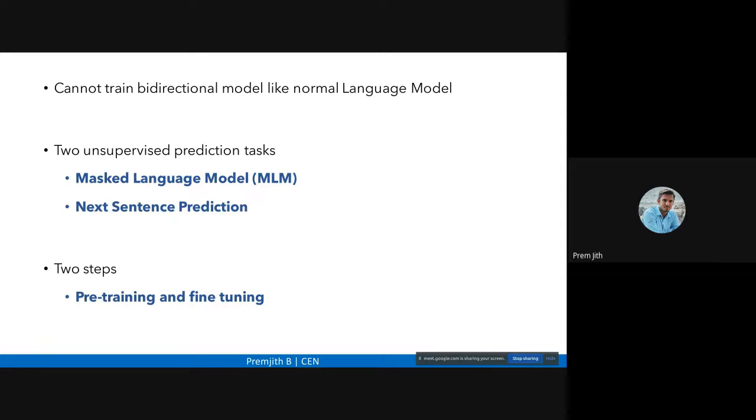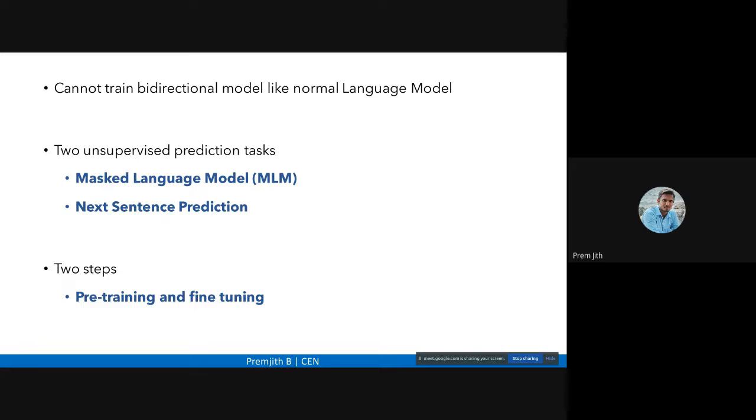Then next sentence prediction. That is also given a sequence of words. The network will take two sentences, and the network will ask itself whether the second sentence is a continuation of the first sentence, whether that sentence is going to be the next sentence or not. It's a kind of binary classification. We provide two sentences and ask the network to predict whether the second sentence is the continuation of the first or not. So these are the two tasks that we use for training a BERT model.